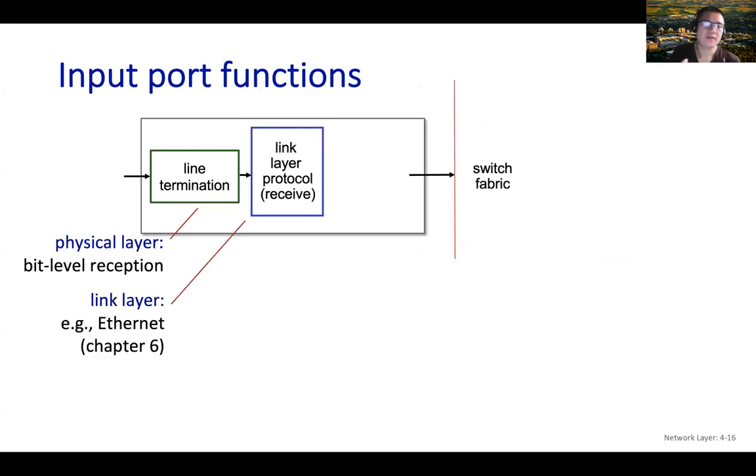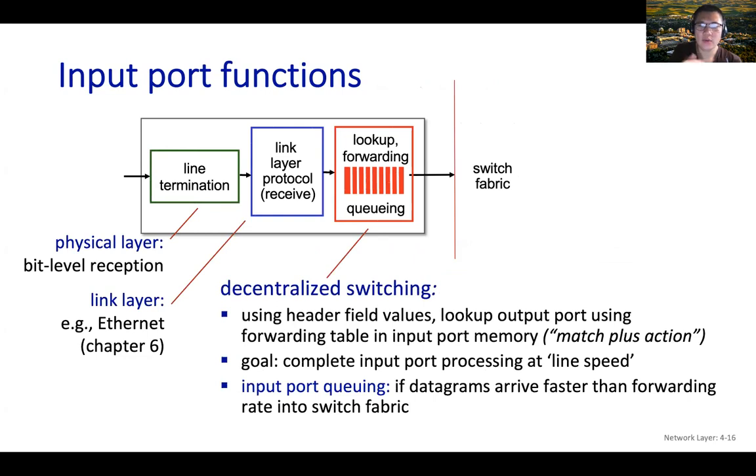So you have the physical layer and link layer, right? Physical layer is bit level reception. The link layer is Ethernet. We will cover that later, right? Because we are still in the upper layer. And the lookup forwarding is what I mentioned: you have a lookup table, and based on the lookup table, you forward to the output port.